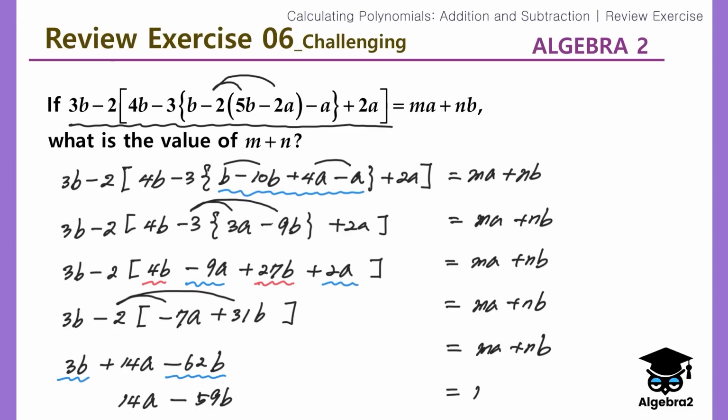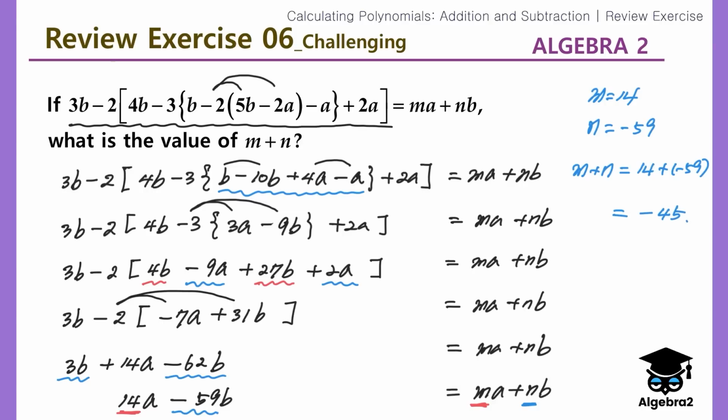So that is equal to ma plus nb, which means m has to be equal to 14, right? So m is equal to 14, and n has to be negative 59, right? N is negative 59. Therefore, m plus n is equal to 14 plus negative 59. So that is equal to negative 45.